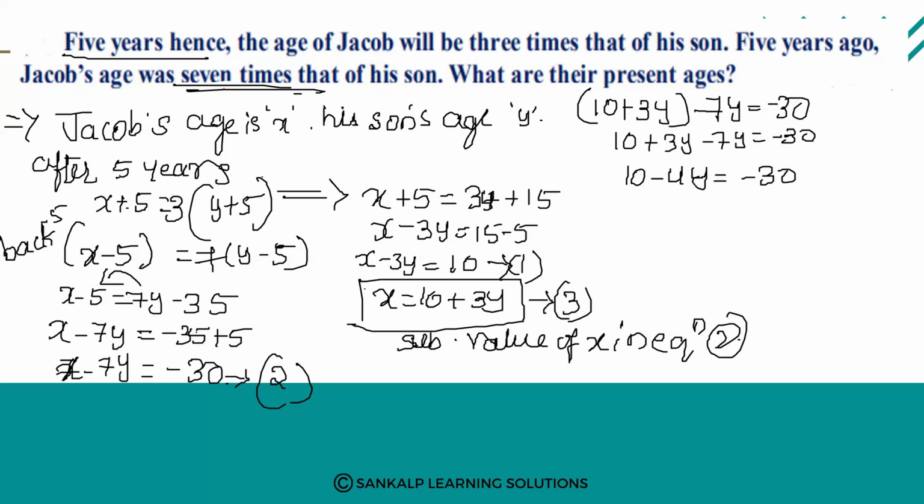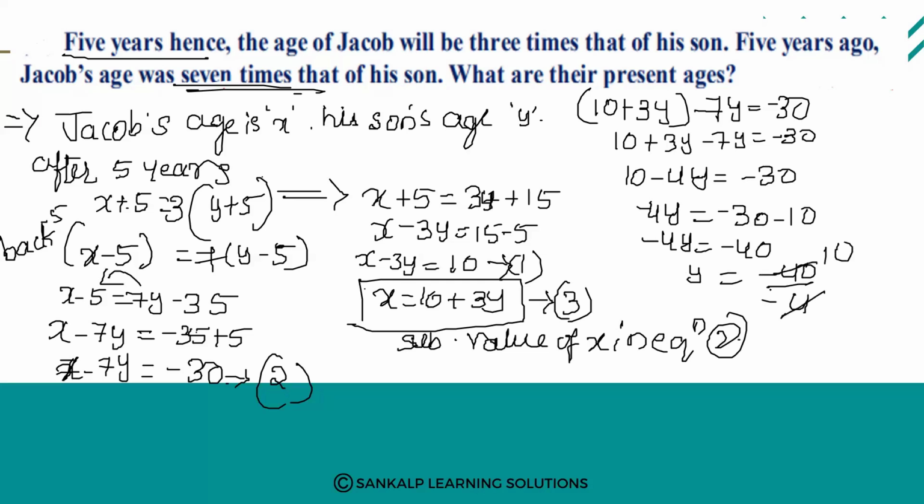Now transfer this 10 to this side. It will be minus 4y is equal to minus 30 minus 10. Minus 4y is equal to minus 30 minus 10 is minus 40. y is equal to minus 40 divided by minus 4. 4 ones are 4, 4 tens are 40, minus and minus will get cancelled. y is equal to 10 you will get. Right? y is equal to 10.